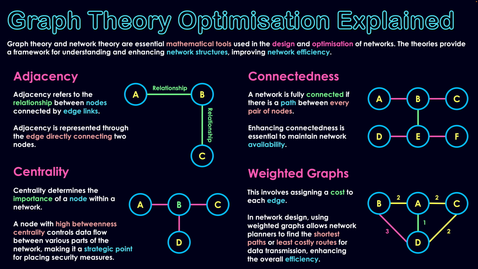Connectedness, ensuring that there is a pathway between all nodes on a network and there is no isolation. And we want to have multiple pathways between nodes as contingencies on a network. And finally, that of weighted graphs, where we're assigning costs and values to each edge of a network so we know what the best pathways are between nodes so we can determine the shortest paths or the least costly routes when sending data across a network. So I hope I've explained these 4 characteristics to you and you have an understanding of them in relation to graph and network theory optimization.